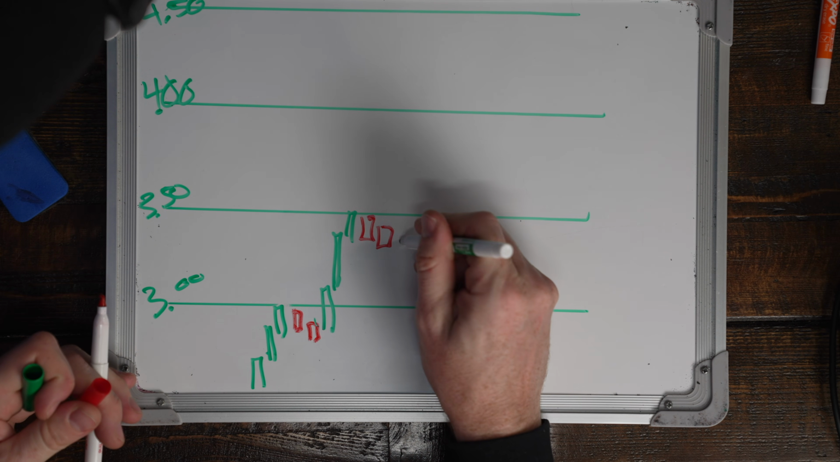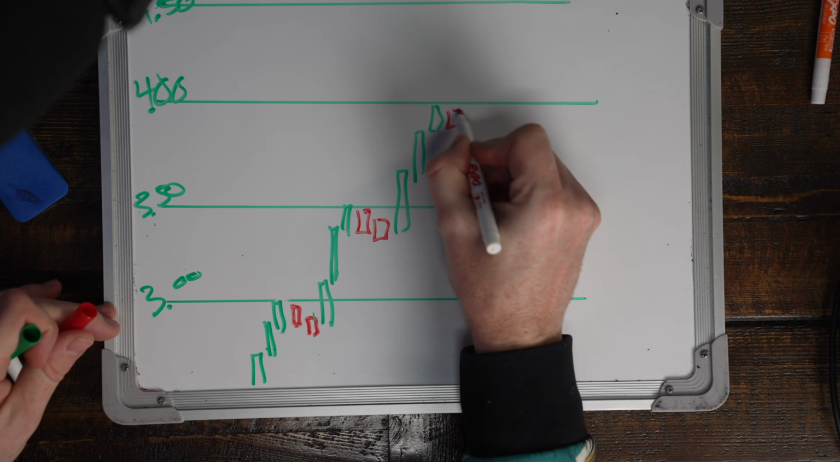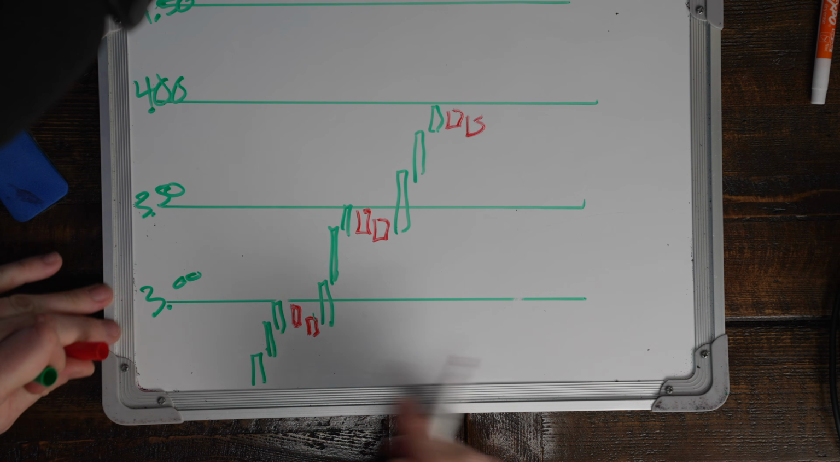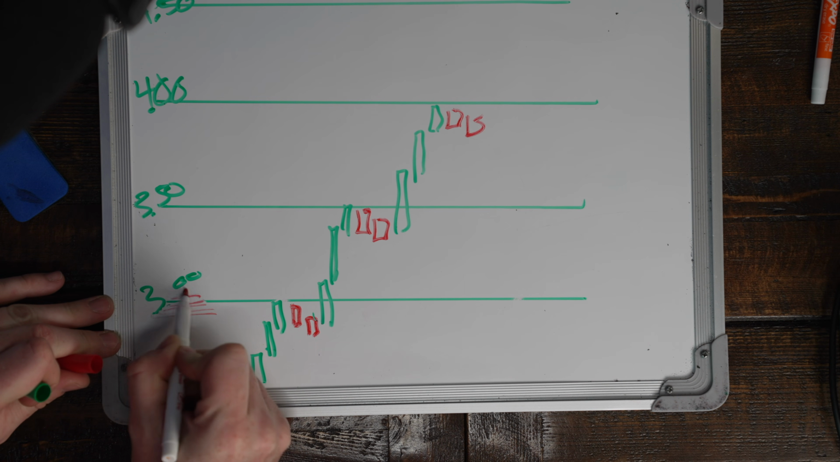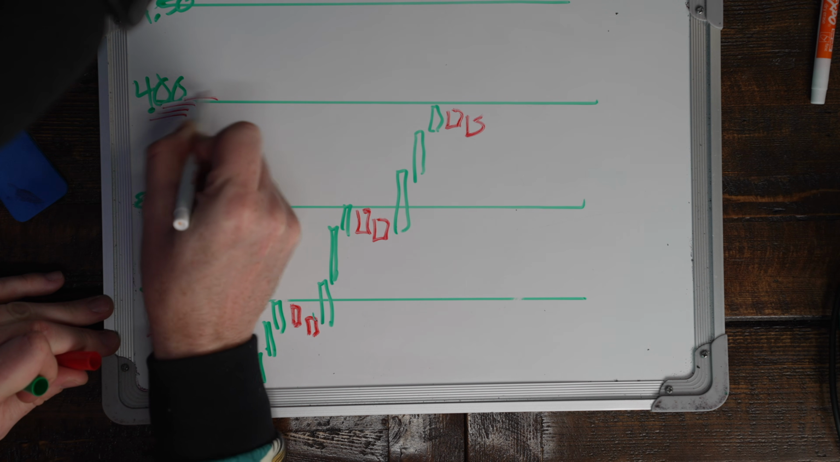We rally back up here, we break through that level, we come up to the whole dollar, and we pull back. Why does this happen? This happens because a lot of people put their orders right around these levels. So people put orders to take profit around half dollars and whole dollars.